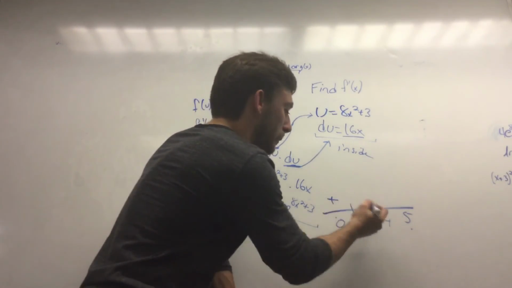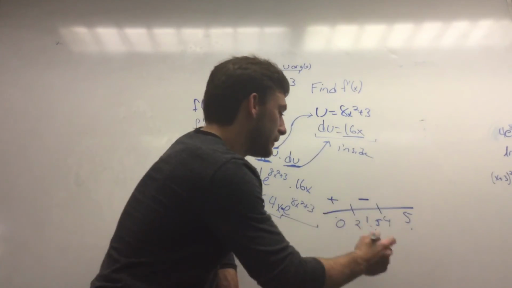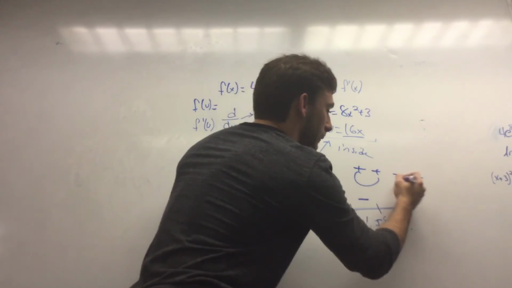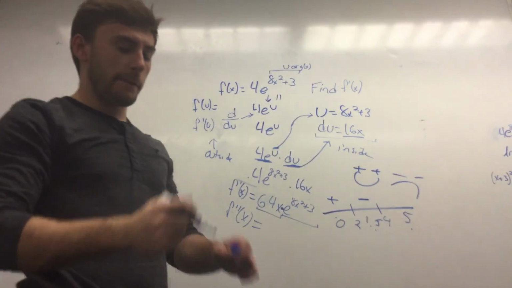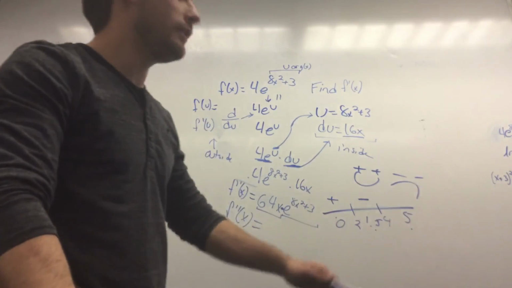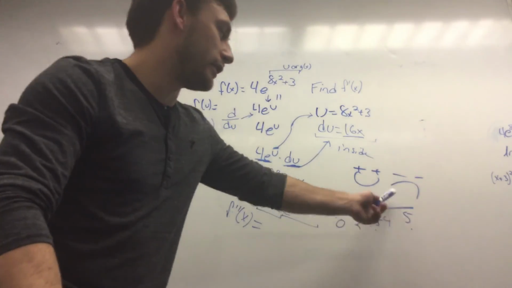If it's positive, you write positive. Negative, you write negative. Positive means concave up. Negative means concave down. Your interval then, for this one, would be from 2 to 4, you're concave down. And then from negative infinity to 2, you're concave up.